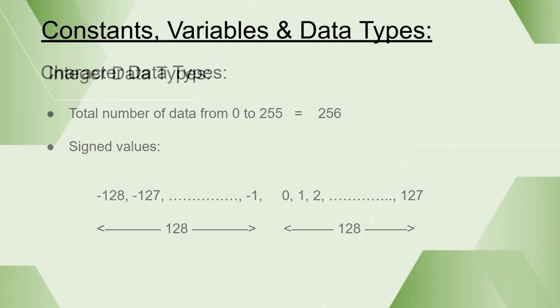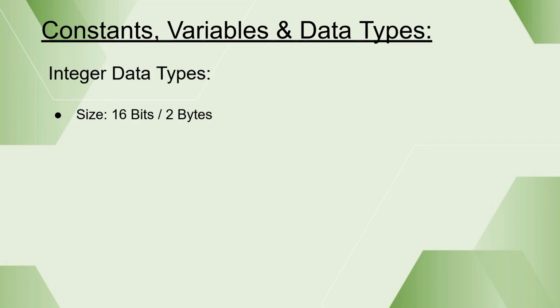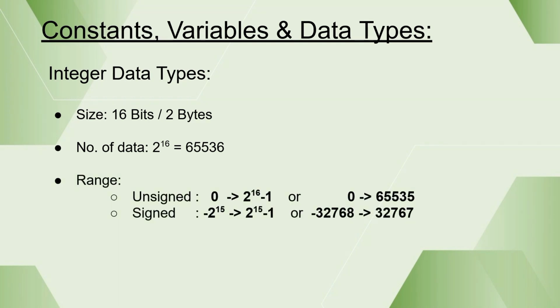Next, the integer data type. Its size is 16 bits or 2 bytes. In some compilers, it may be 32 bits or 4 bytes. The number of data is 2 to the power 16, that is 65536. The range is from 0 to 65535, and -32768 to +32767.